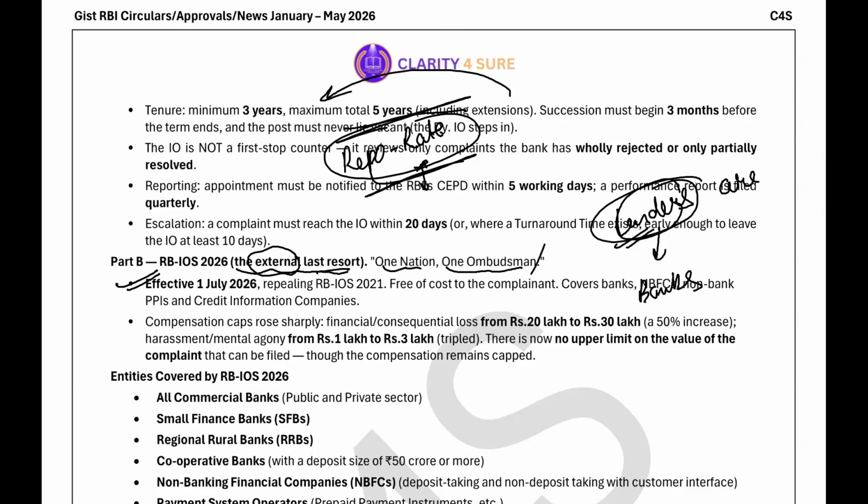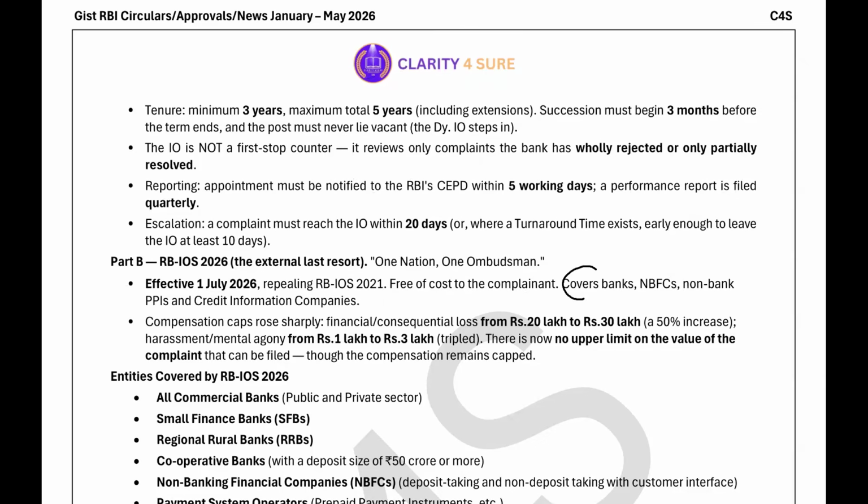Now it is effective. The effective date is important for your prelims. That is 1st July 2026, repealing RBIOS 2021, which is free of cost to the complainants. Please read it. Which entities does it cover? It covers banks, NBFCs, non-banks, PPIs as well, and Credit Information Companies, that is CIC, also.